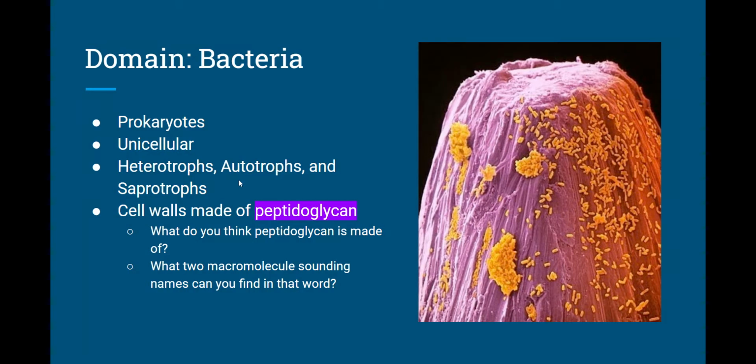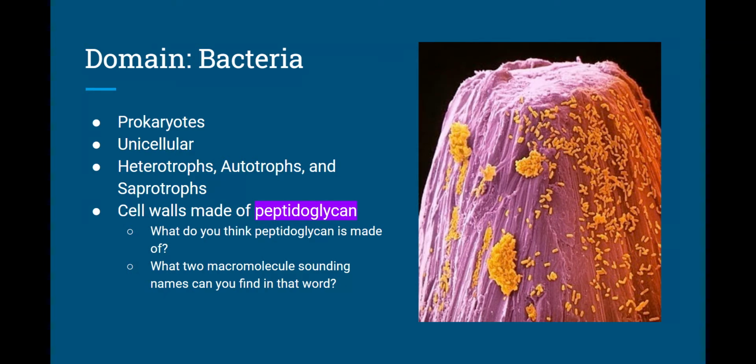So let's talk about the two domains. There's three domains of life: eukaryotes, bacteria, and archaea. And so two of our three domains of life are all prokaryotic cells. And they're going to be unicellular also. Now, bacteria can be heterotrophs, they eat other things. Autotrophs, they make their own energy. Or saprotrophs, they eat dead material.